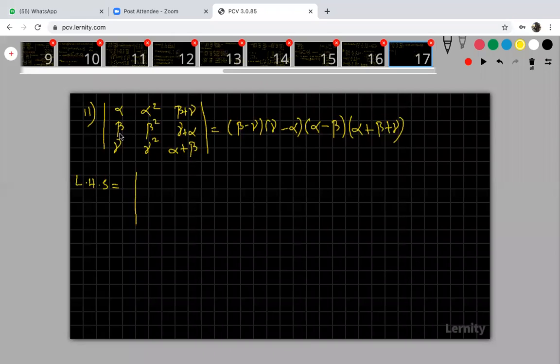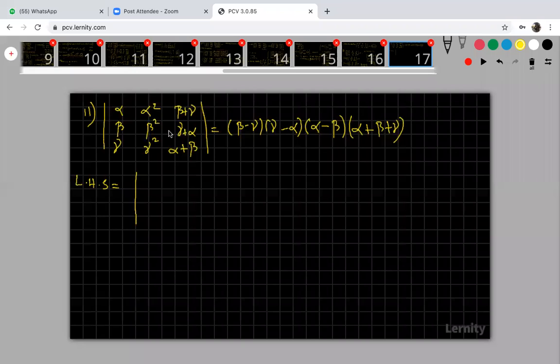Similarly, if you add these three, alpha plus beta plus gamma. If you add these three, alpha square plus beta square plus gamma square, a different element. If you add these three, you are getting a different element. So that logic is not applicable here. That row operation and column operation never help us in this problem.